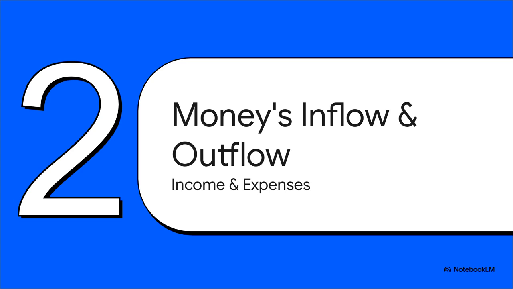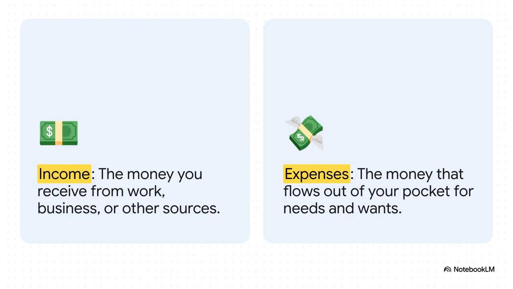All right, on to the next 2 letters in our alphabet. If assets and liabilities are like the nouns of your financial story, the things, then income and expenses are the verbs. They're all about action and movement, the flow of money in and out of your life. Think of it like a current. You've got income, which is the money flowing in, and you've got expenses, the money flowing out.